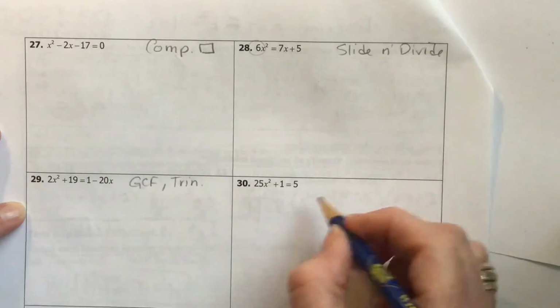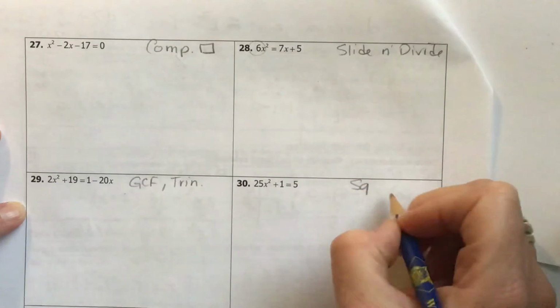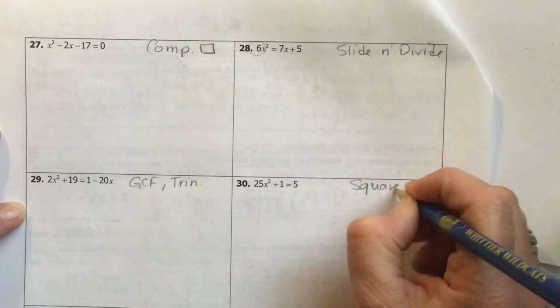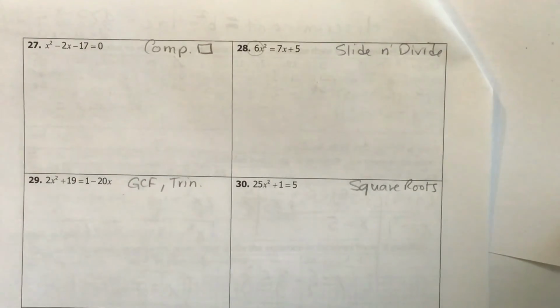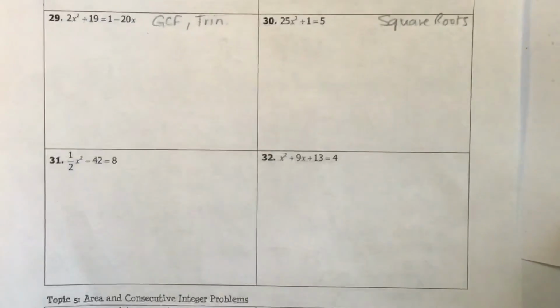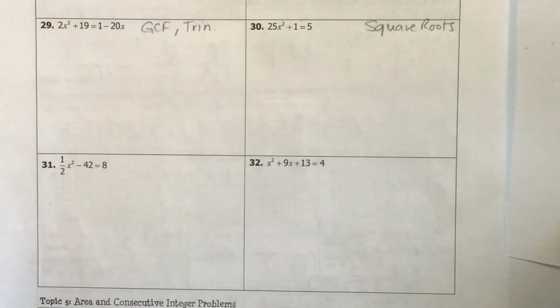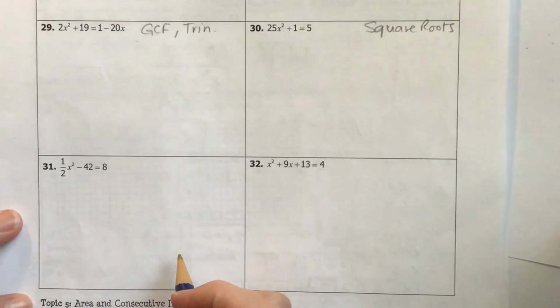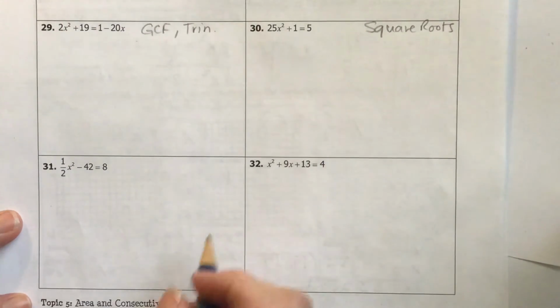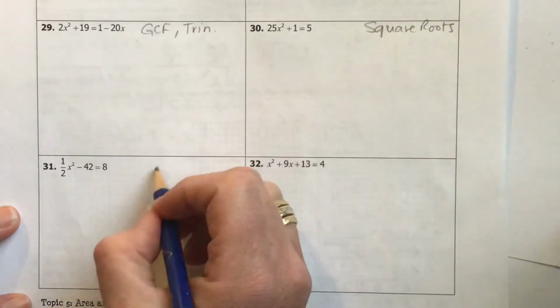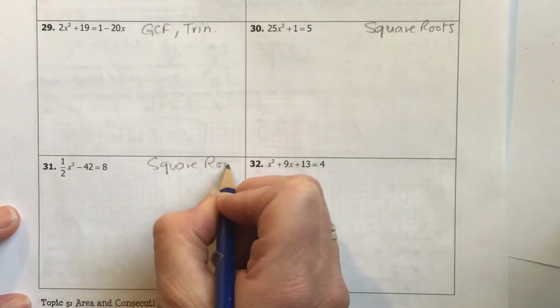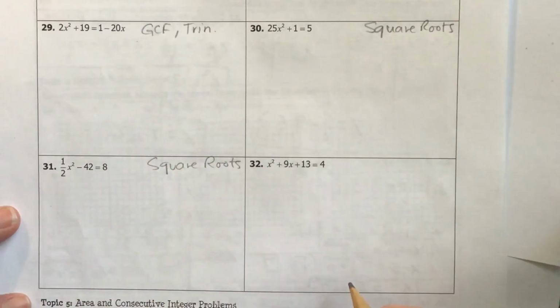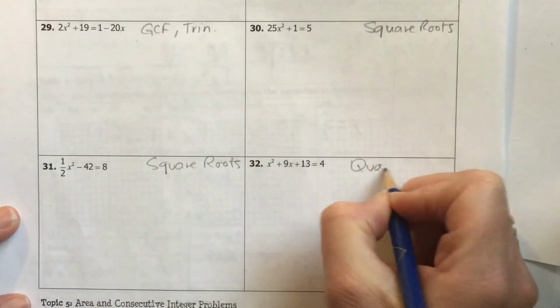This one I can tell is going to be square roots. I already like the 25, right? This is going to be square roots. If I look at 31, I am going to do, oh, I think if there's no linear term, just like this one, I'm going to do square roots here. And I'm going to let you do these. 32, I'm going to do the quadratic formula.